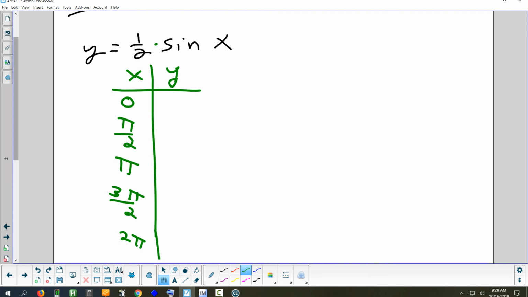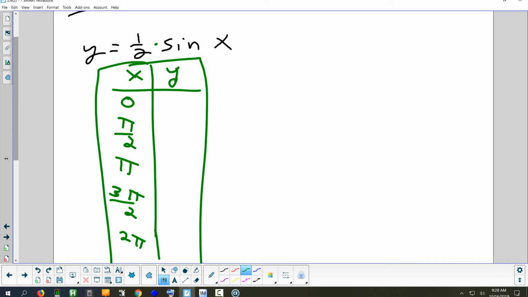If you picked 5 points that were all bunched together, like 0 degrees, 5 degrees, 10, 15, 20, 25, or something like that, you'd have points like this. That wouldn't give you much of a graph, right? We picked 5 points that are nicely spaced throughout the whole cycle. That's why we use those numbers.